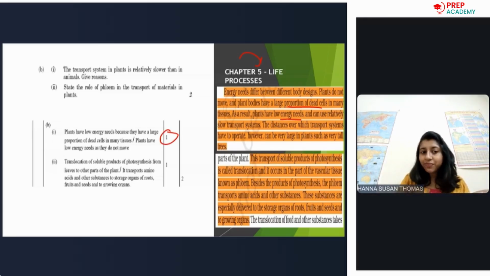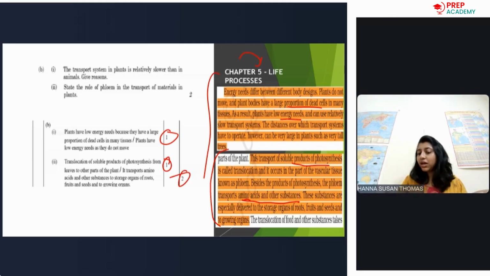Okay, what about the second question? State the role of phloem in the transport of materials in plants. So what basically it means is the function of phloem, right? And it is also given in your reader itself. The transport of soluble products of photosynthesis, this translocation, is done by phloem. Okay, and it also helps in the transportation of amino acids and other substances all along the body. If you write this, you will be getting 1 mark. So total 2 marks. Okay, so all these things are given in your reader.